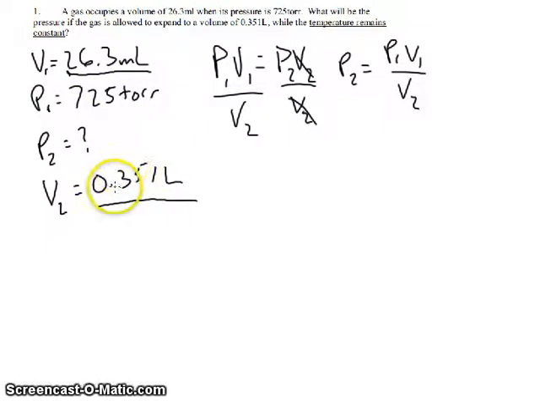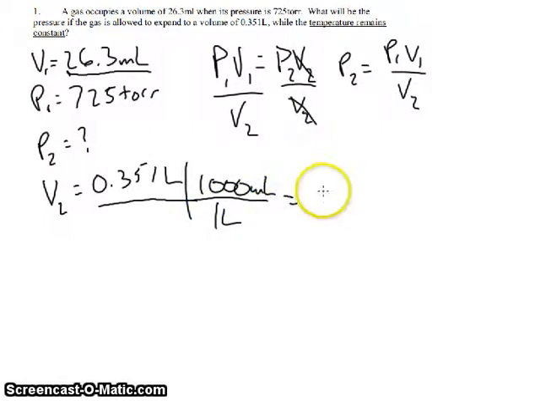I'm just going to change this to milliliters. And to do that, we have to realize that 1 liter is 1,000 milliliters. And 0.351 liters times 1,000, our liters are going to cancel. This is going to be 351 milliliters. So now we can do a little estimating here. Our volume is getting much bigger. So in order for our volume to increase, our pressure has to decrease because there's an inverse relationship there.